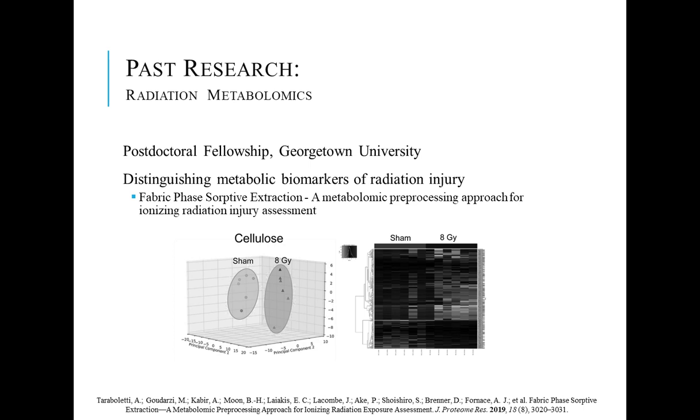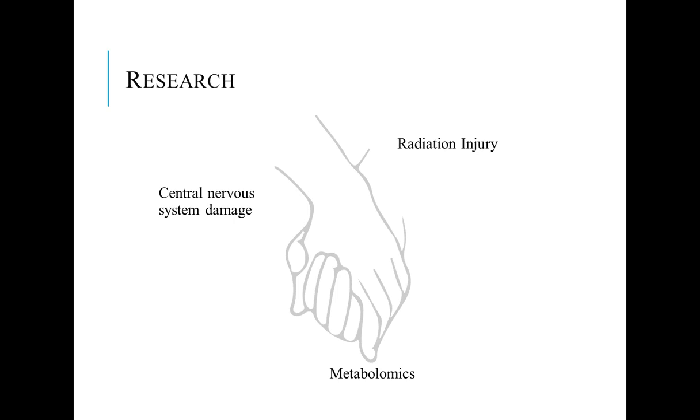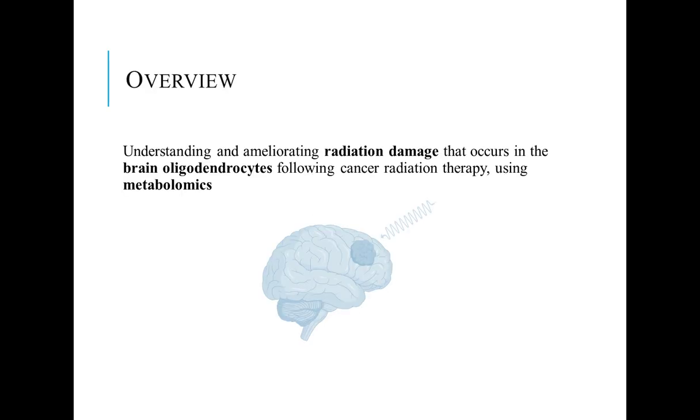But today I am going to talk about the marriage of all of my fields of interest and knowledge, those again being central nervous system damage, radiation injury, and metabolomics. From this overview, you should find the intersection of all three of those knowledge branches as we discuss understanding and ameliorating the radiation damage that occurs in brain oligodendrocytes following cancer radiation therapy using the technique of metabolomics.